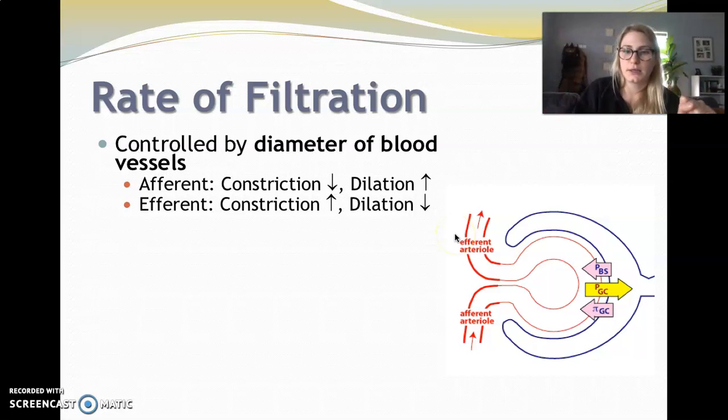Efferent, it's going away, right? So if the efferent arteriole constricts, that's going to limit the flow of blood leaving the glomerulus, so that is going to increase the pressure here. If the afferent arteriole dilates, then that's going to allow more fluid into the space, so that is going to increase the amount of pressure in the glomerulus itself. Whereas efferent dilation is going to lower the pressure because now we're getting more fluids out.